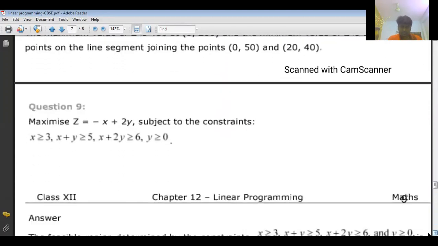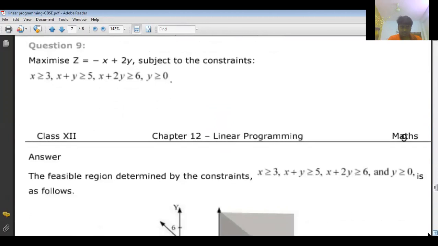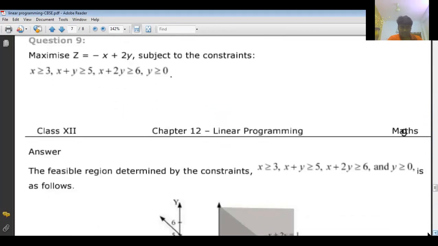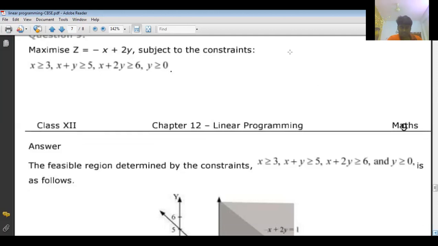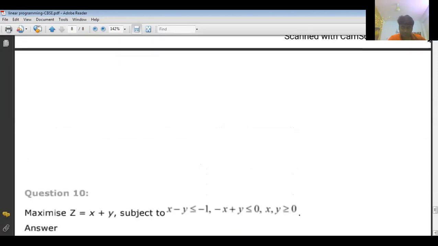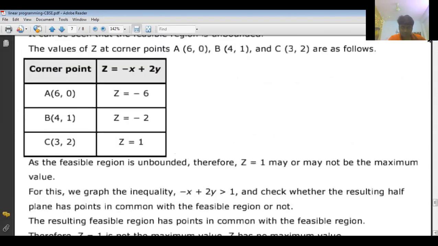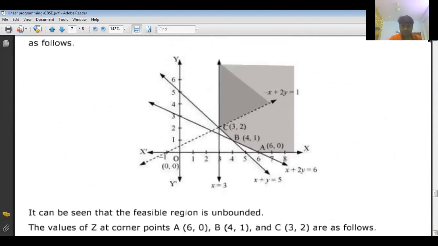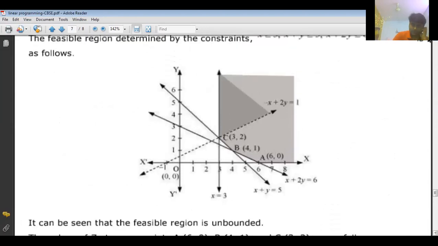See, question number 9. Here also we are going to maximize. Here also all are greater than or equal to. See, if you observe, here greater than or equal to, here also greater than or equal to, here also greater than or equal to. So the region is outside the origin, that we can observe before only, just from the outlook of the given question. Okay, so just have a look at that graph. See here, right? So the region is unbounded there.